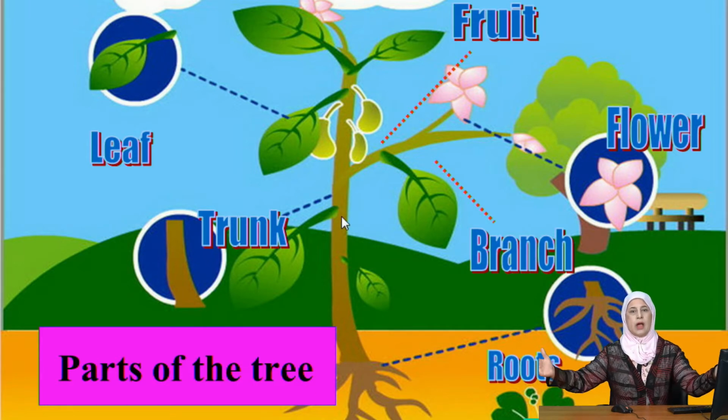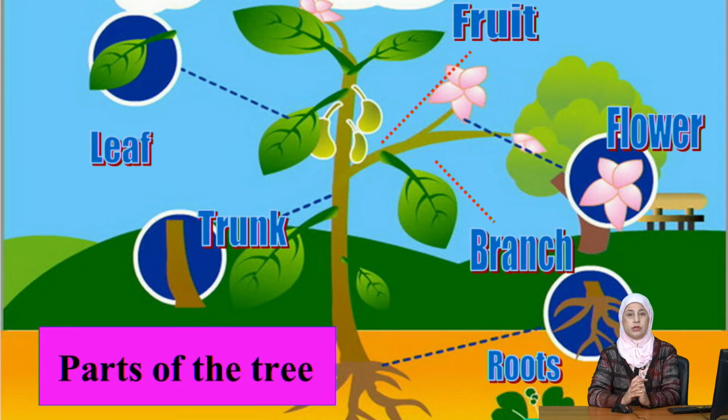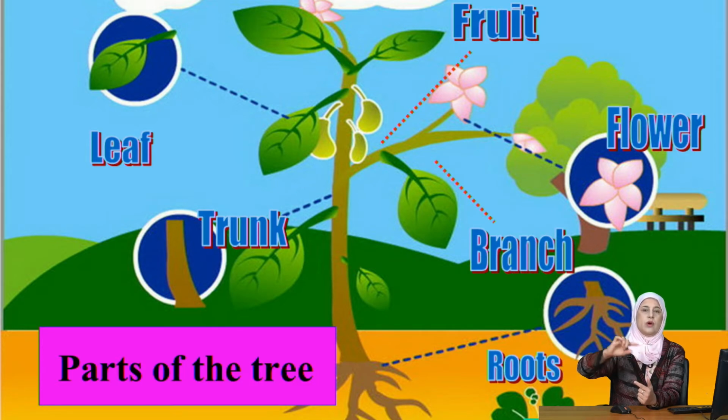Trunk. The big one, trunk. In Thai we say lam ton, because the tree stands on the trunk, and the trunk is very big and thick, so we say trunk. T R U N K, trunk. And this one, with the trunk, is a smaller one with a curved shape. We say branch, B R A N C H, branch.